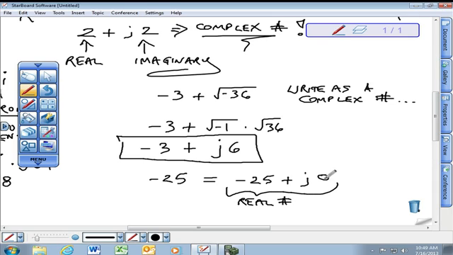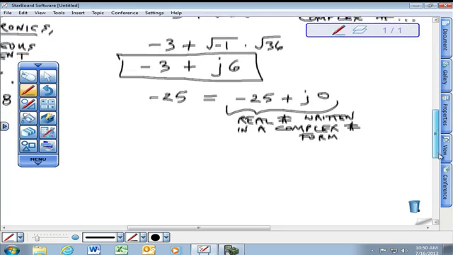Remember, it's a real number because why? You don't have this being multiplied by J, and notice it's not a complex number because you don't have an imaginary portion. I mean, that's the definition of a complex number, right? It's basically the sum of real and imaginary. But you can write this in a complex form. In other words, yes, this is a real number, but written in a complex number form. Okay, but it's important to understand that, yeah, this is still a real number, right? But you can write it in the complex number form.